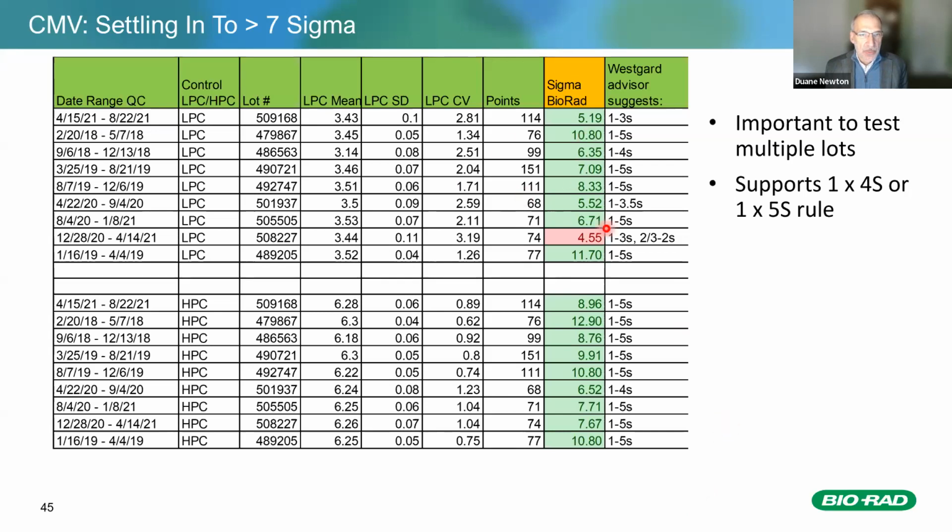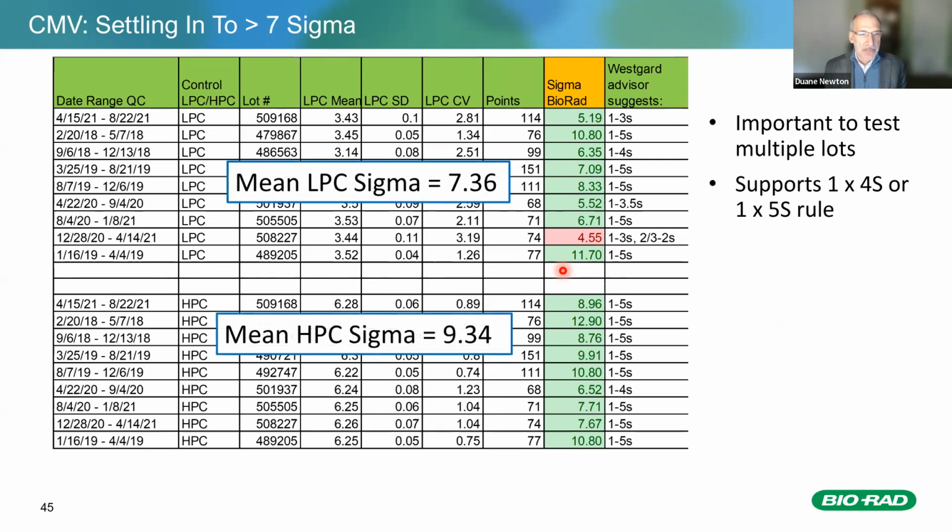For CMV, there's been a little bit of variability in this test. The 11.7 sigma value was pretty much an outlier from the lot that we were using, but it's settling into some stability in its variability with greater than 7. So the mean sigma for all these lots was well over 7. For the high positive control, it was over 9. So just reinforcing that it's important to test multiple lots to see whether or not the patterns you're detecting are consistent.